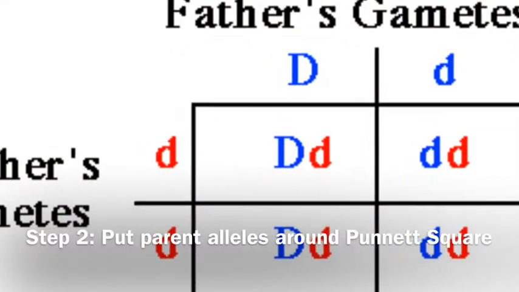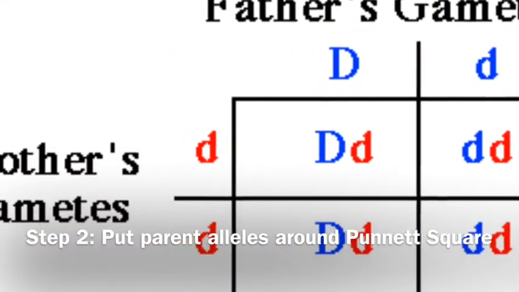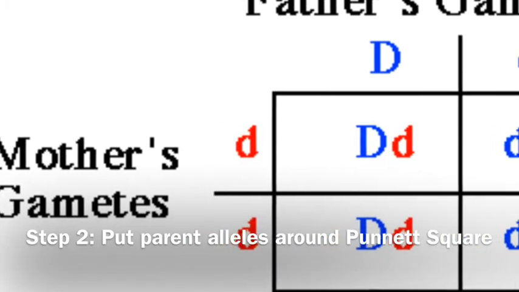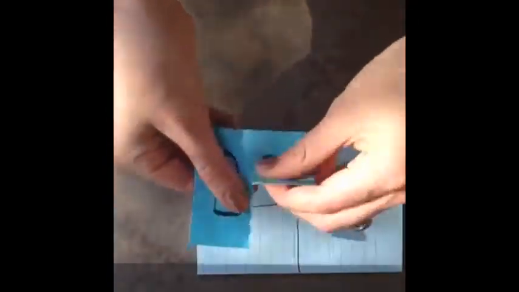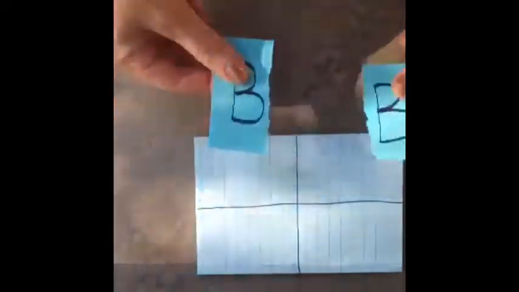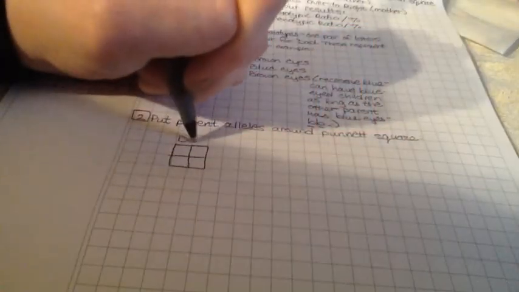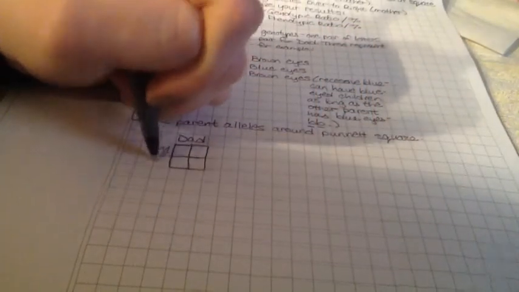The second step is to write your 2 parent alleles on the top and along the left side of the Punnett square. If you have a parent with genotype capital B for brown eyes, then you will put 1 capital B over each column in the Punnett square. It is typical to put the father on the top of the Punnett square.